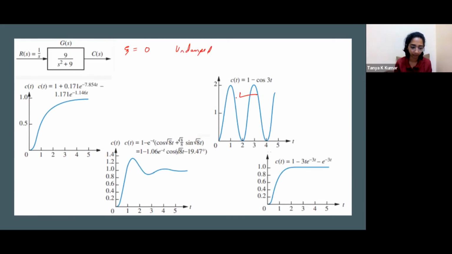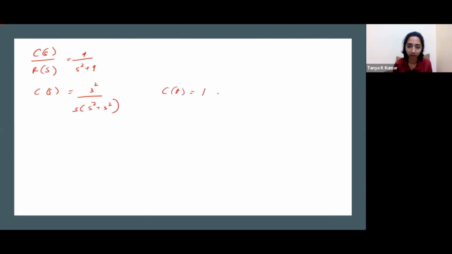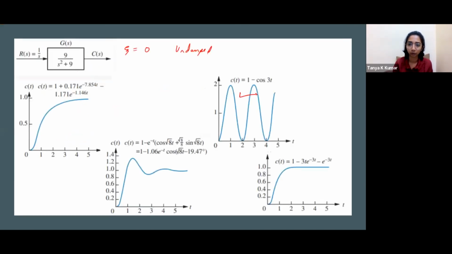Now it's how to get to that. Again, we do the same. C of S by R of S equal to 9 by S square plus 9. Now you do C of S equal to 3 square by S into S square plus 3 square. Again, you do the same partial fractions, take inverse Laplace transform, and what you get finally is 1 by S minus S by S square plus 3 square. So that is cos 3t. Okay, so it's a continuous non-decaying oscillation. This is the right answer: 1 minus cos 3t.